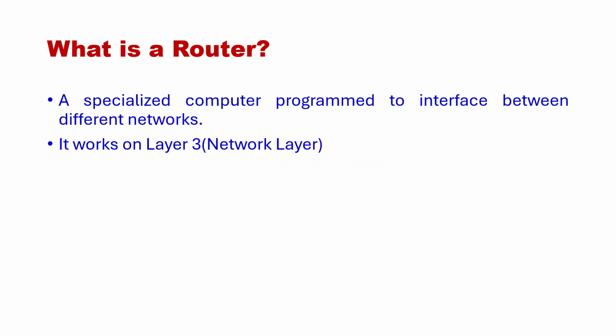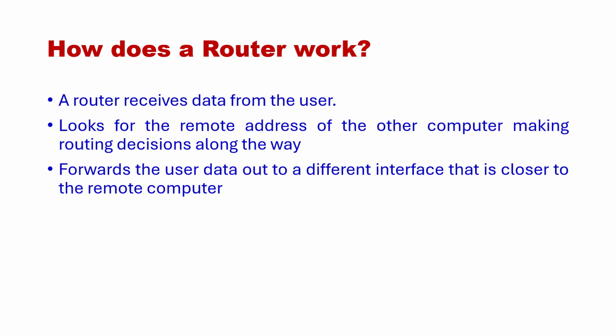Now we are going to look at the next networking device, which is called the router. A router is nothing but a specialized computer program to interface between different networks. So it is basically a layer 3 device. It works on the network layer. So how does a router work?